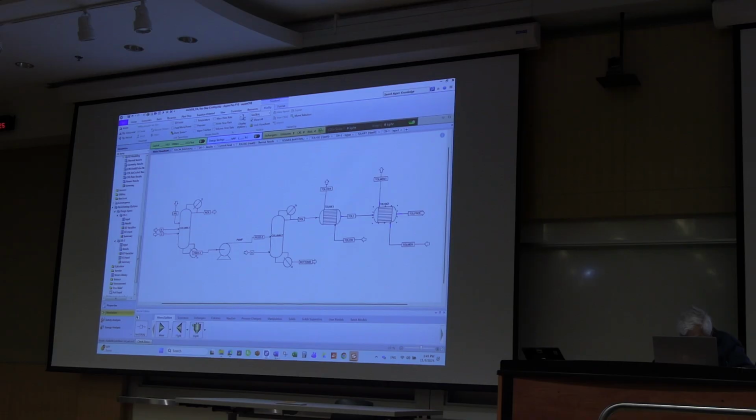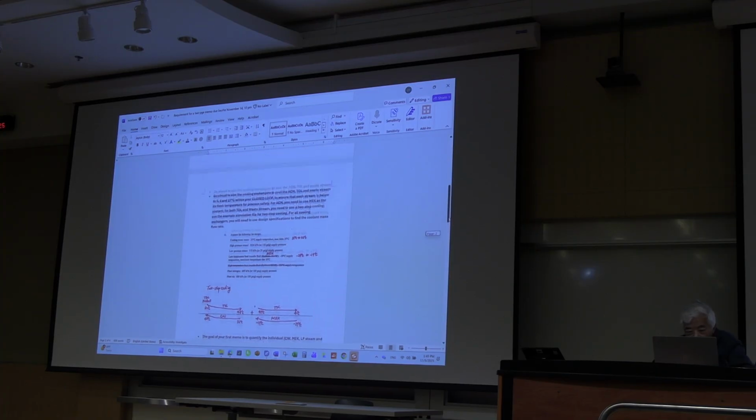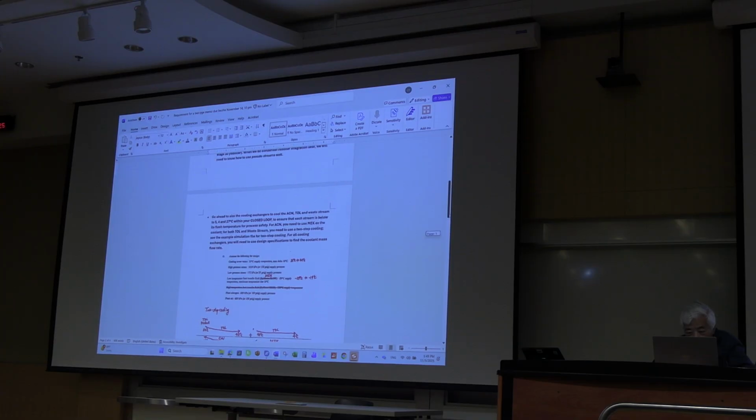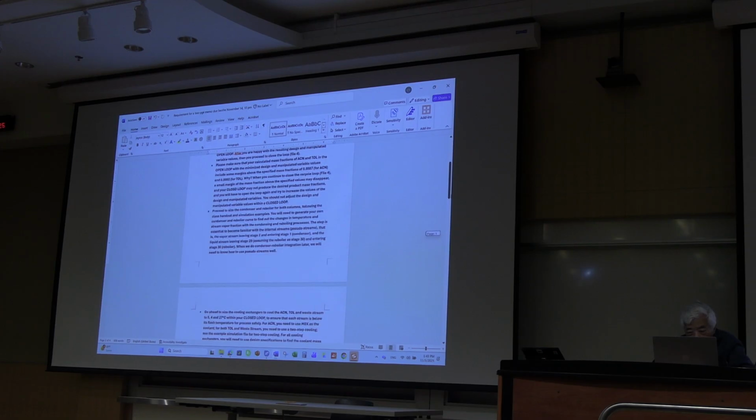So, the next step, you need to size the condenser and reboiler. Become familiar with the use of pseudo stream. Proceed to size the condenser and reboiler for both columns, following the Class A-now simulation example.